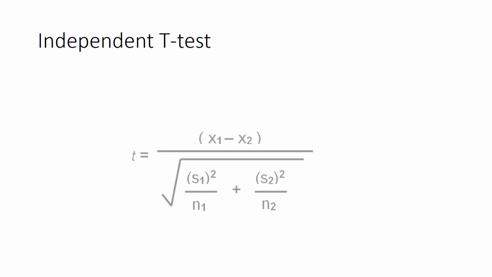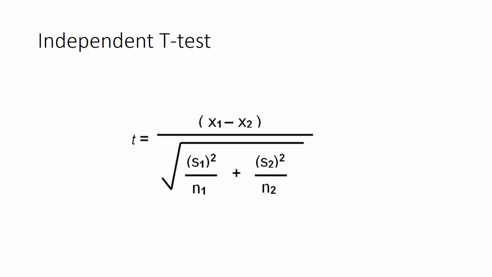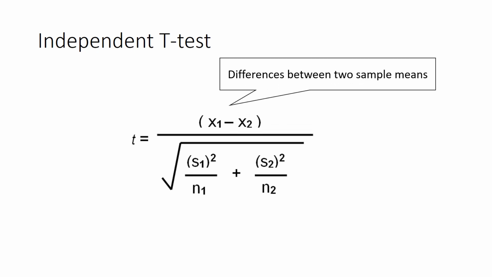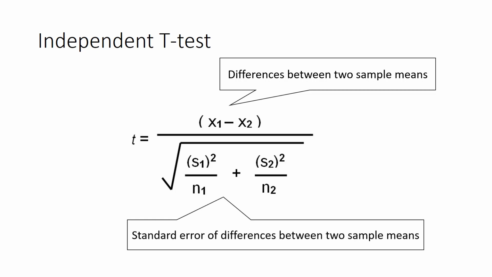This is how the t-value is calculated in an independent sample t-test. Explained variability is calculated by differences in computer test scores between two sample means, namely the mean from the e-learning group or the experimental group and the mean from the control group. Unexplained variability is calculated by the standard error of differences between those two sample means.